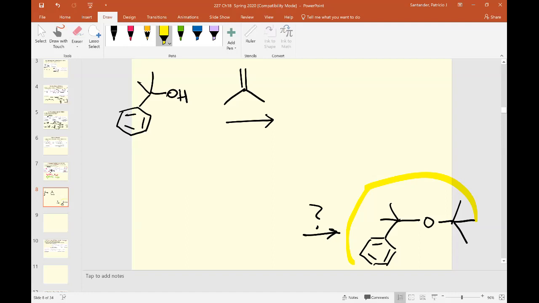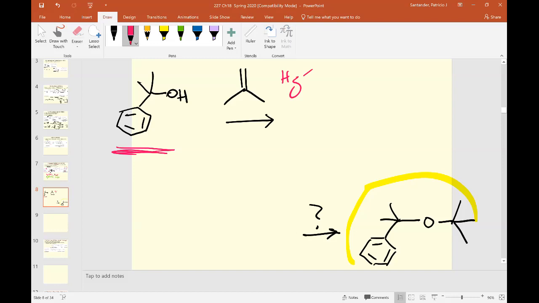Both halves are tertiary. So I wouldn't be able to do that, and I would be at very, very high risk of getting an elimination reaction taking place. So what we can do is use an alcohol like this one here. Here we have a tertiary alcohol, and I can react this with mercury trifluoroacetate.